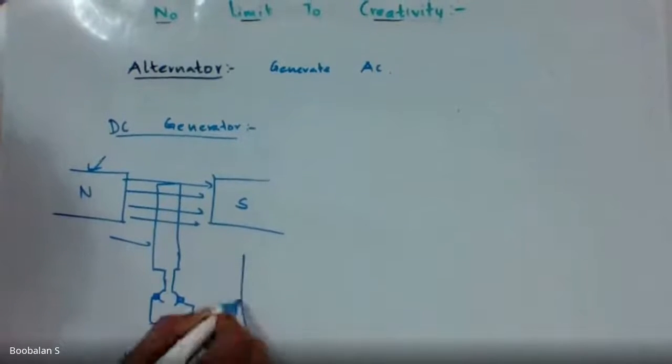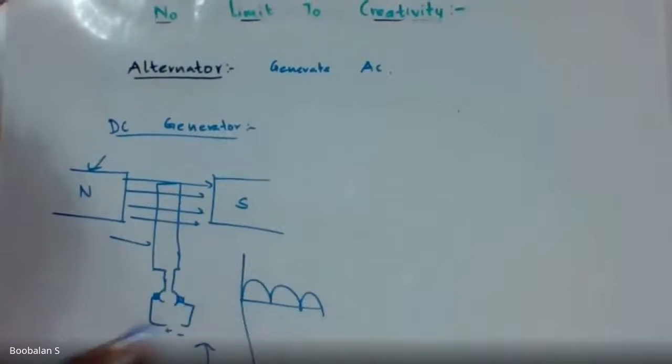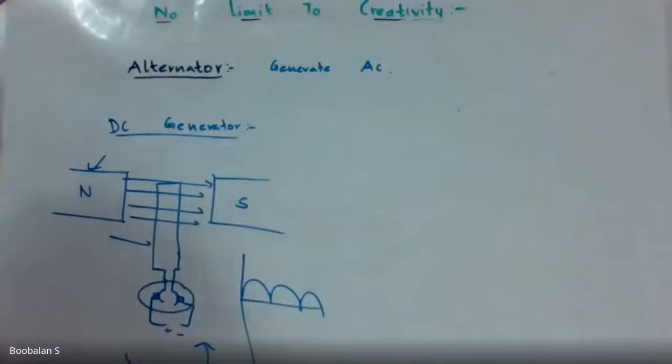So by rotating, I got the power supply, rectified with the help of the slip ring as well as the brush. The same thing in the alternator is also going to apply. So how it's going to be is one thing I'm just going to discuss with you right now.